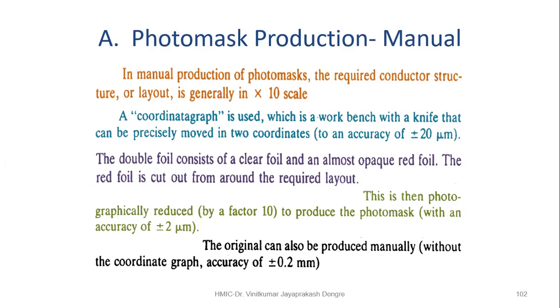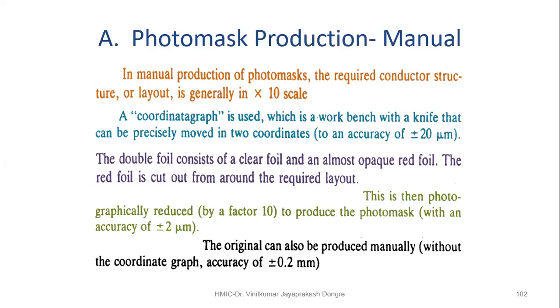Now, when you prepare the layout, what is the scale here? As I mentioned previously, the scale is increased 10 times. Suppose you have a 1 micrometer by 1 micrometer component, it can be enlarged to 10 micrometers because it is easy. This is the manual process. This is the procedure for manual photomask production.